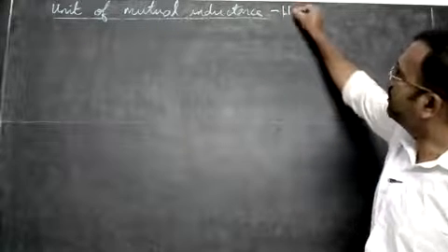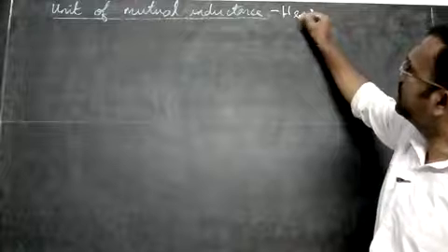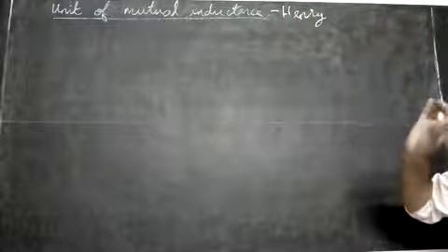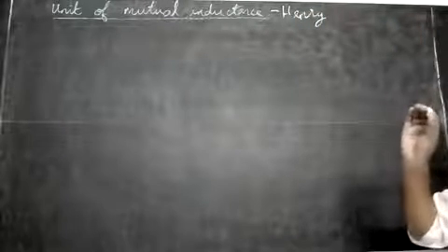Let us now study what is the unit of mutual inductance. The unit of mutual inductance is Henry. Just like self inductance, mutual inductance also has the SI unit Henry only. Let us see what is the meaning of 1 Henry.